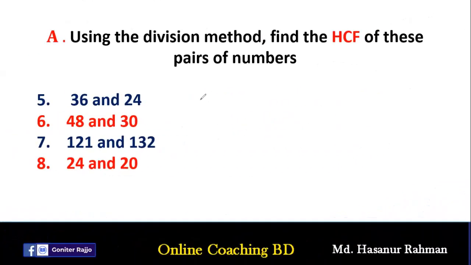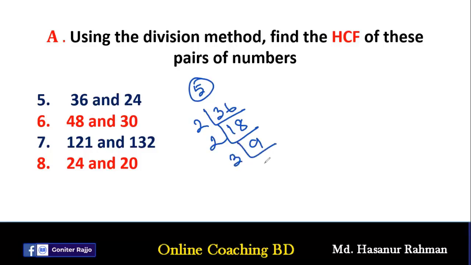Now number 5. Number 5 says 36 and 24. Very simple. So at first we have to divide 36 by 2. Why? Because 36 is an even number. So we have to divide it by an even prime number. And we know that the only even prime number is 2. So 36 divided by 2 will be 18. 18 divided by 2 will be 9. 9 divided by 3 will be 3.